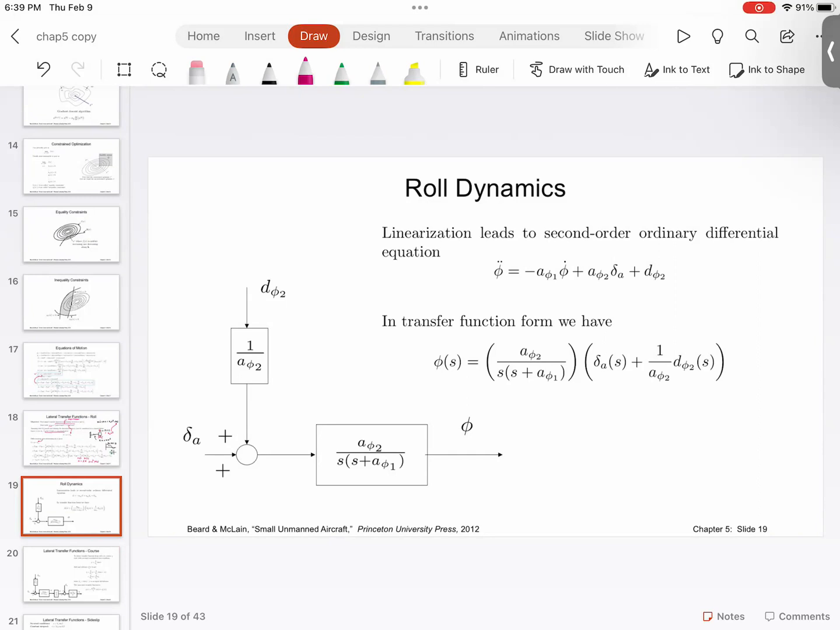x dot, sx, x double dot becomes s square x. So what that means is if I have something like this, it will become s square phi of s is equal to minus a phi. Phi dot will become s phi of s plus again a2 phi 2, then delta a becomes delta a s, and the last term, remember, which was the combination of all the nonlinear terms, that crazy term will become d phi 2 s. Are you with me so far? So now you can take phi of s on one side, and then you have a nice transfer function that you can analyze. Everyone understood this?